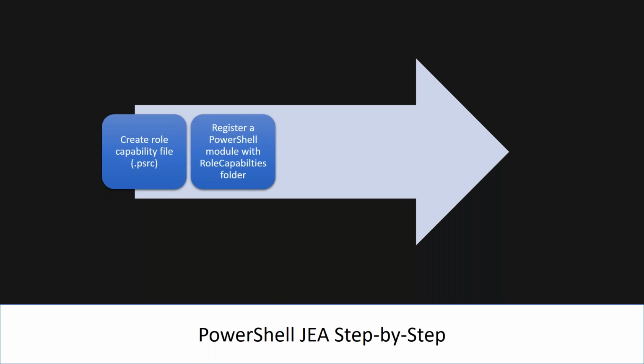Once we've determined what roles we want those users to have, what capabilities we're going to assign to those roles, we need to register a PowerShell module that has a role capabilities folder, and we put that PSRC file into that folder. Then PowerShell can reference that file in order to pull out the necessary role and capabilities for each PowerShell endpoint that we configure. Once that role capabilities folder is created, we just copy that file into the folder.